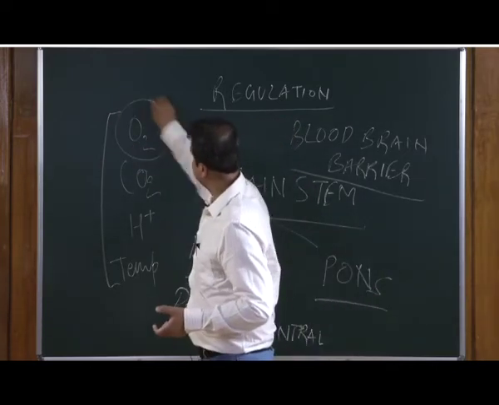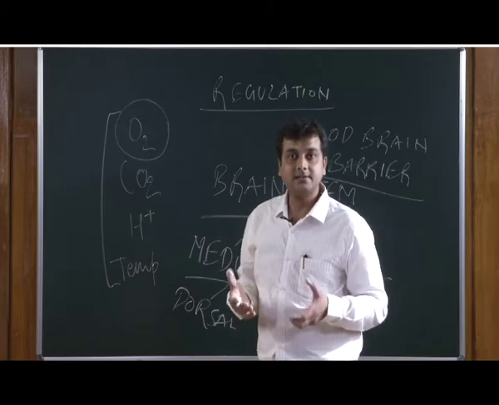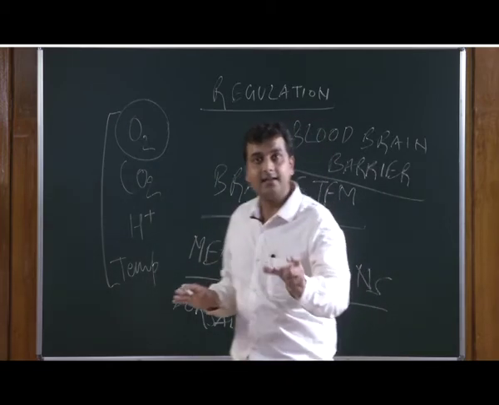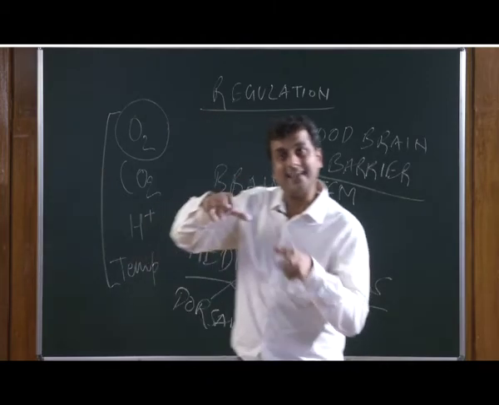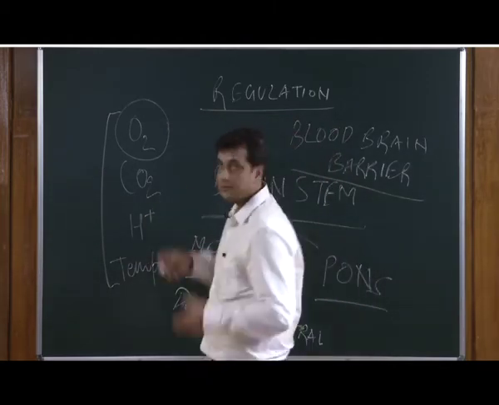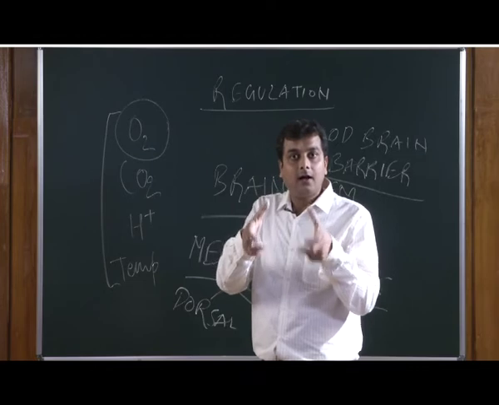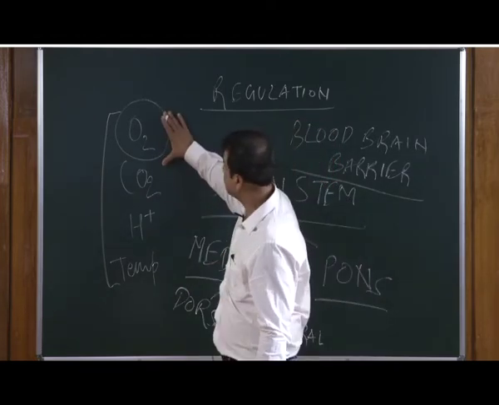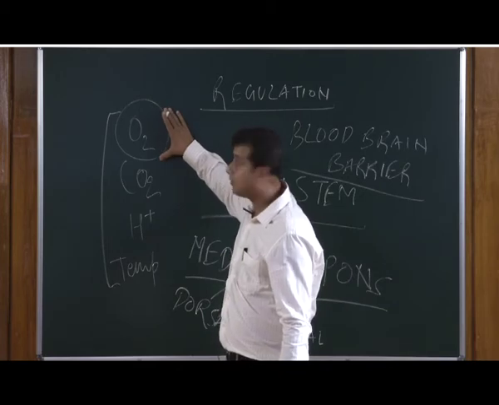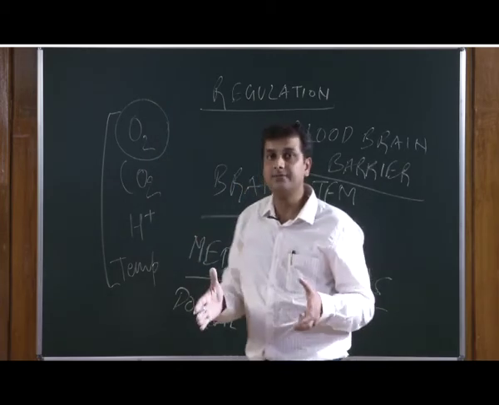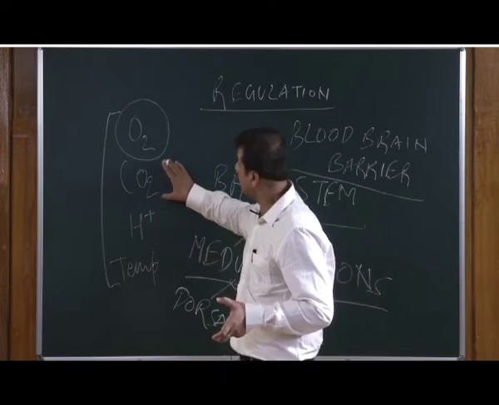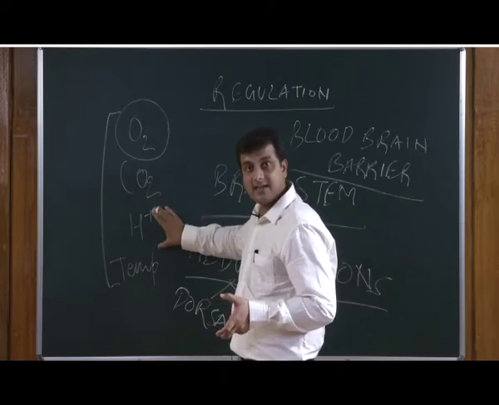Now, O2, oxygen, is not that important in terms of the regulatory aspect. Oxygen is directly sensed from the carotid artery. So, the carotid artery and aortic arch are the two areas that can control oxygen as such. So, oxygen is not that deciding factor. The actual deciding factor is H plus and CO2 ion.